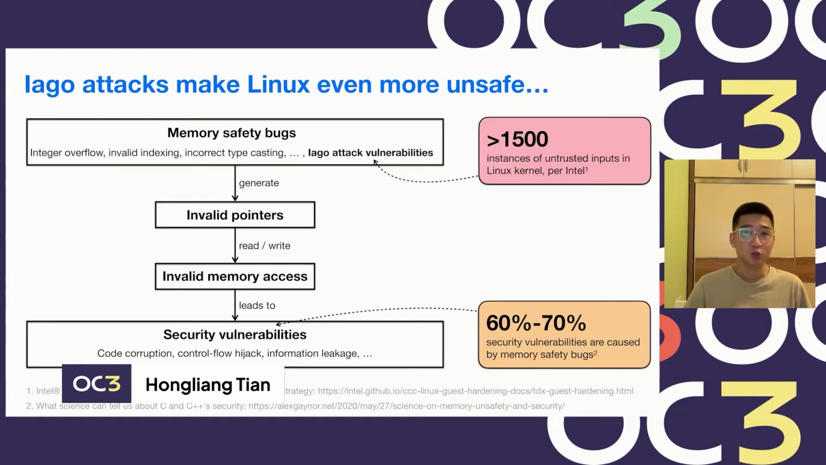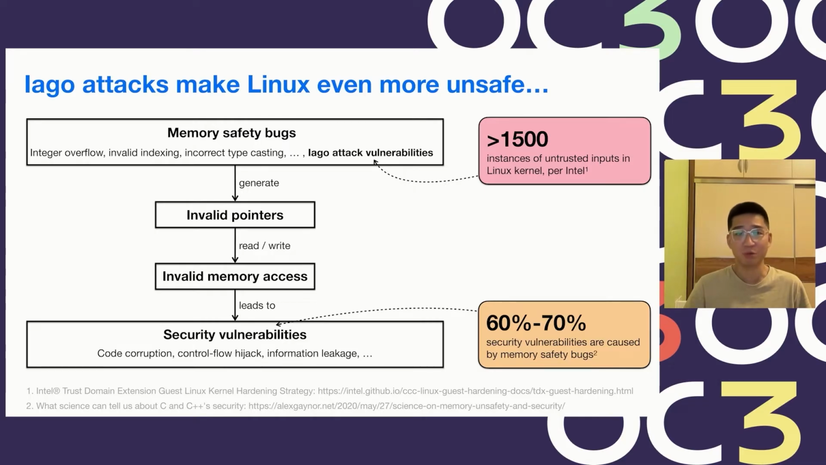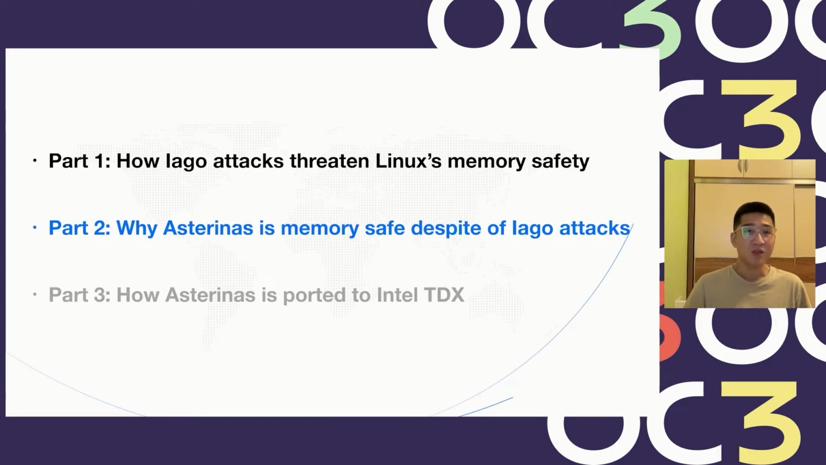These three examples should have given you a sense of how Iago attacks threaten the memory safety of Linux as a TEE OS. According to Intel's estimation, there are over 1,500 locations of untrusted inputs in Linux. And if you take into account that around 60% to 70% of security vulnerabilities are rooted in memory safety bugs, you should agree that the situation isn't looking good, right? Now that we are on the same page regarding the security threat posed by Iago attacks to a TEE OS, let's move forward to part 2 and explore how Asterinas can do a better job than Linux.